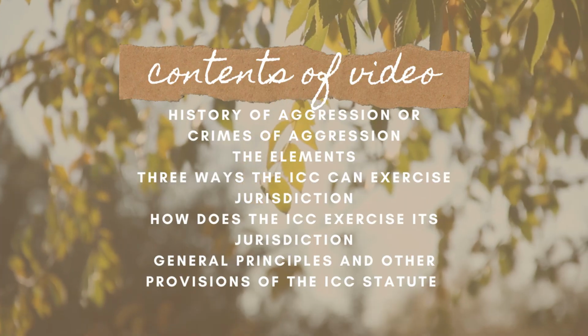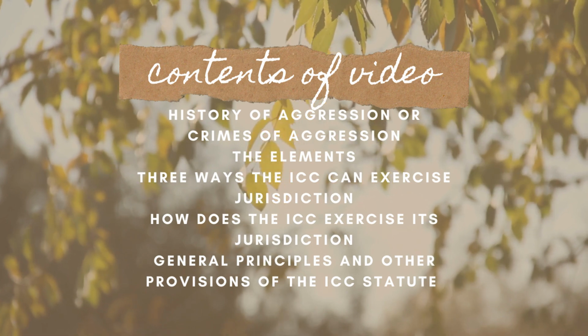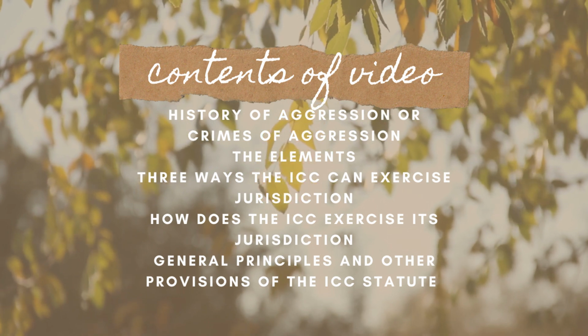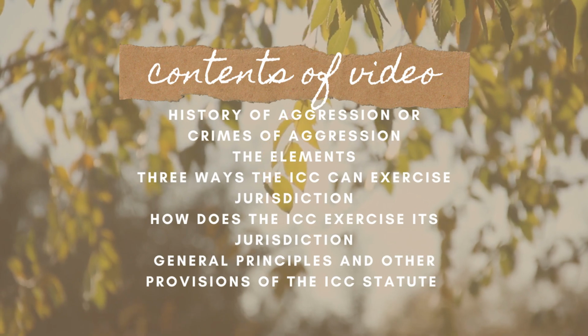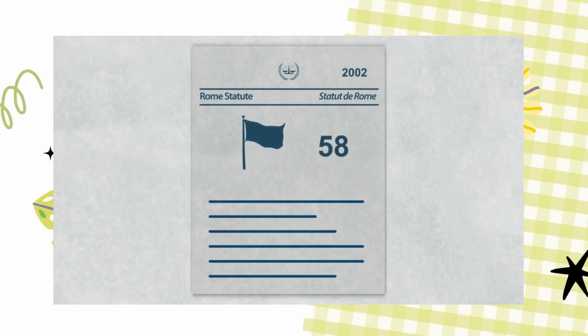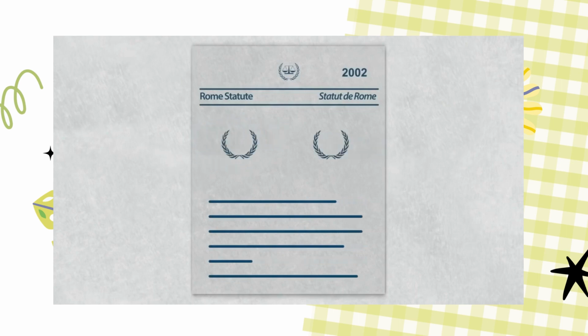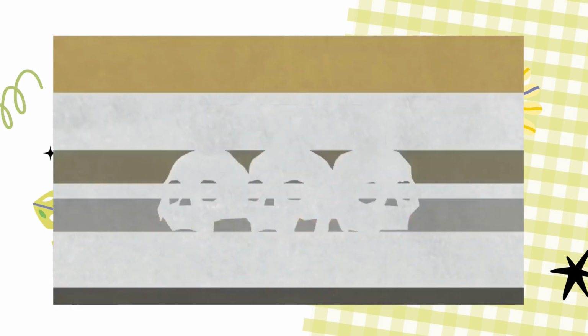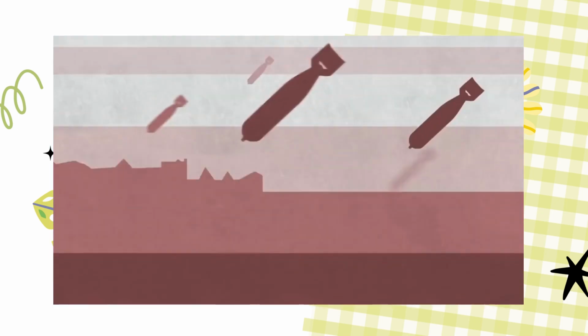Today, I will explain about the crimes of aggression. Before we go to the explanation about the crimes of aggression, we must recall that crimes of aggression is one of four crimes under the jurisdiction of the International Criminal Court, and the other crimes are war crimes, crimes against humanity, and genocide.